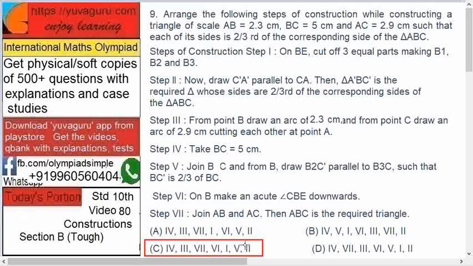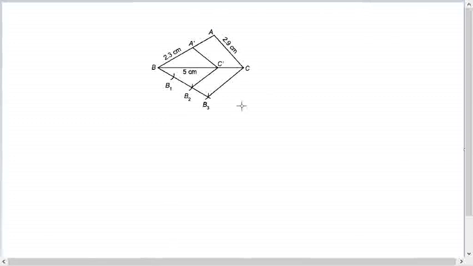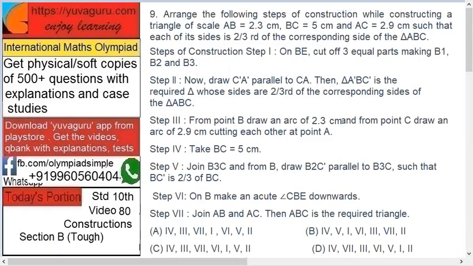Then fifth one, that is join B3C, and from B2 draw B2C' parallel to B3C such that BC' is 2/3 of BC. See these steps. B3C, B2C' parallel, and last is draw C'A' parallel to CA. Then triangle A'BC' is the required triangle.